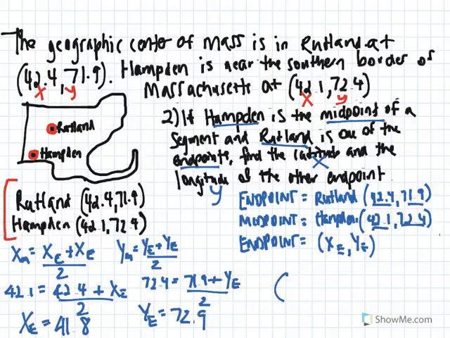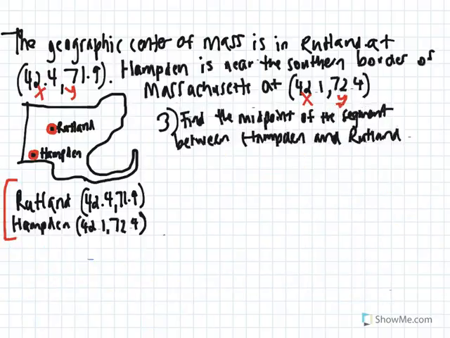Okay, so we were told to find the latitude and the longitude of the other endpoint. So the other endpoint equals 41.8, 72.9.